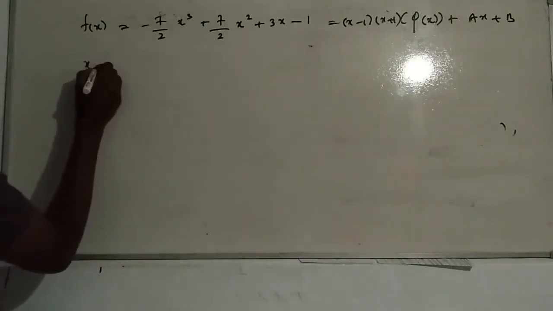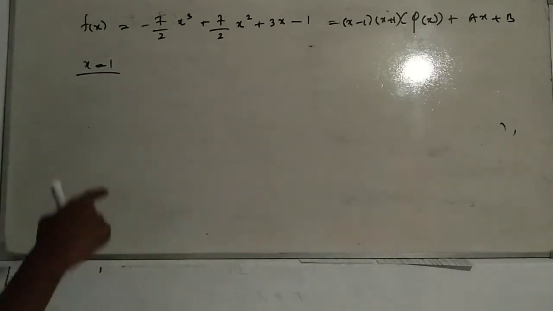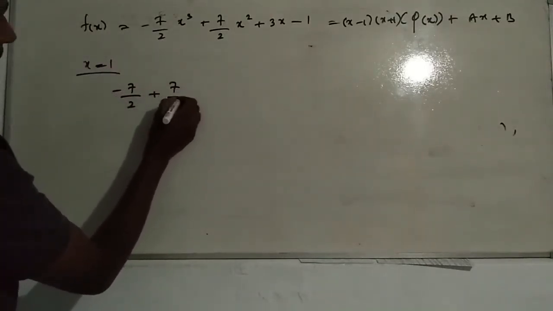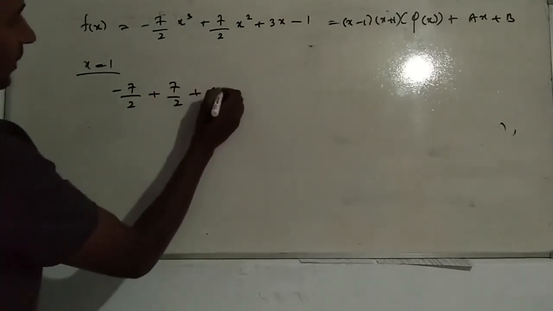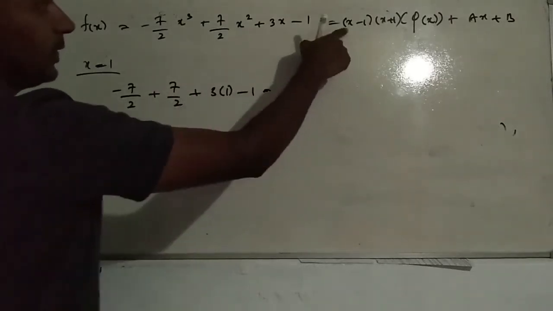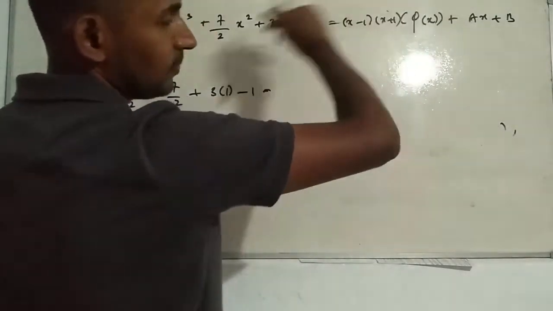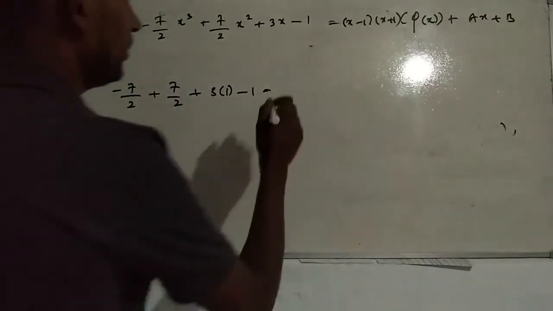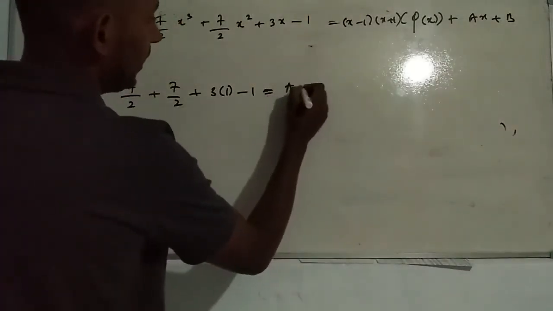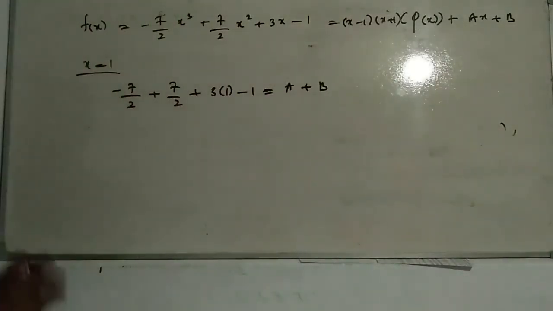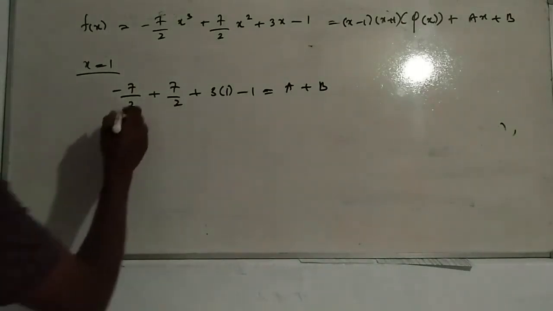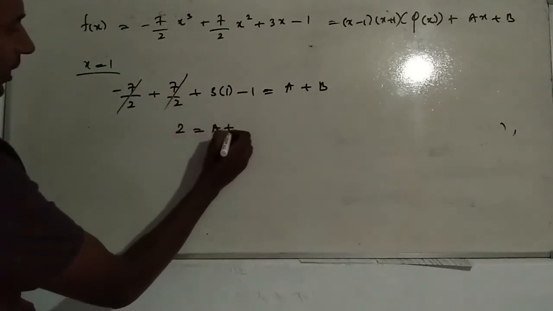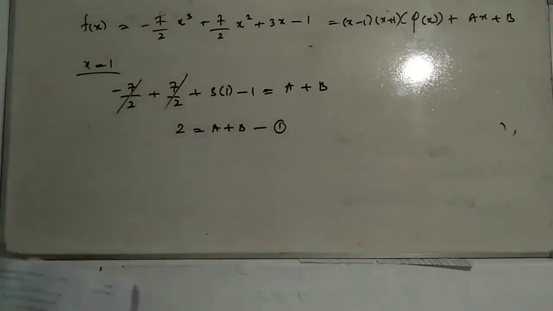First I put x equal to 1. What happens when x equals 1? F of 1 is equal to minus 7 over 2 plus 7 over 2 plus 3 times 1 minus 1 is equal, here, to 0. 0 times psi of x means 0. And we don't have to find the quotient, so we don't have to worry about that. On the right hand side we get a plus b, right? I simplified it further. We can cancel these two terms, and here 3 equals a plus b. I will take this as my first equation.